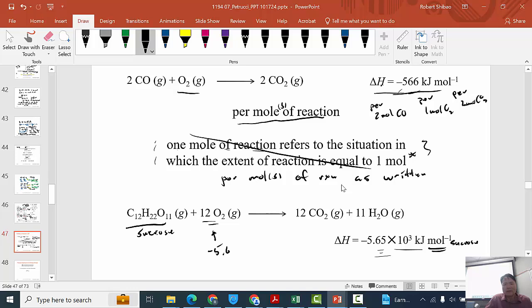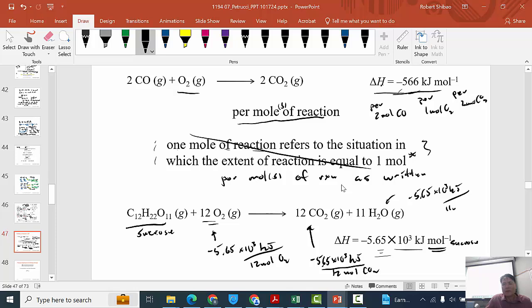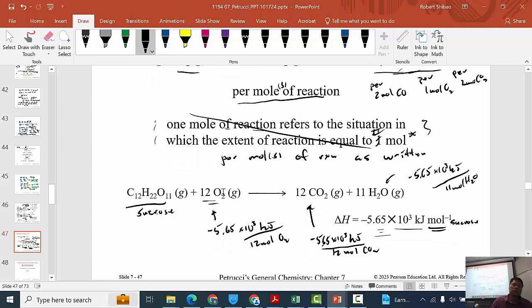I'd write it minus 5.65 times 10 to the third kilojoules per 12 moles of O2. Or here, this would be minus 5.65 times 10 to the third kilojoules per 12 moles of CO2. And then finally, over here, it would be minus 5.65 times 10 to the third kilojoules per 11 moles of H2O. And so it's the number of moles as written, not necessarily one mole. It's the number of moles as written in the equation.